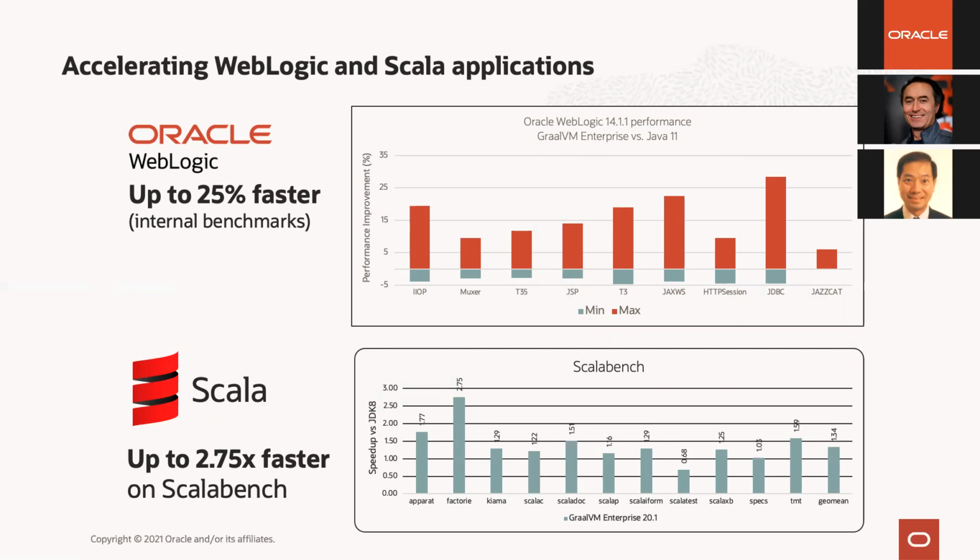On Scala, as I mentioned, we do particularly well. So on the standard Scala benchmark, we're up to almost 3 times faster than OpenJDK 8. So if you're a Scala user, you really do owe it to yourself to take a look at GraalVM, because you'll probably see some significant benefits. And the Scala community has embraced GraalVM quite a bit.